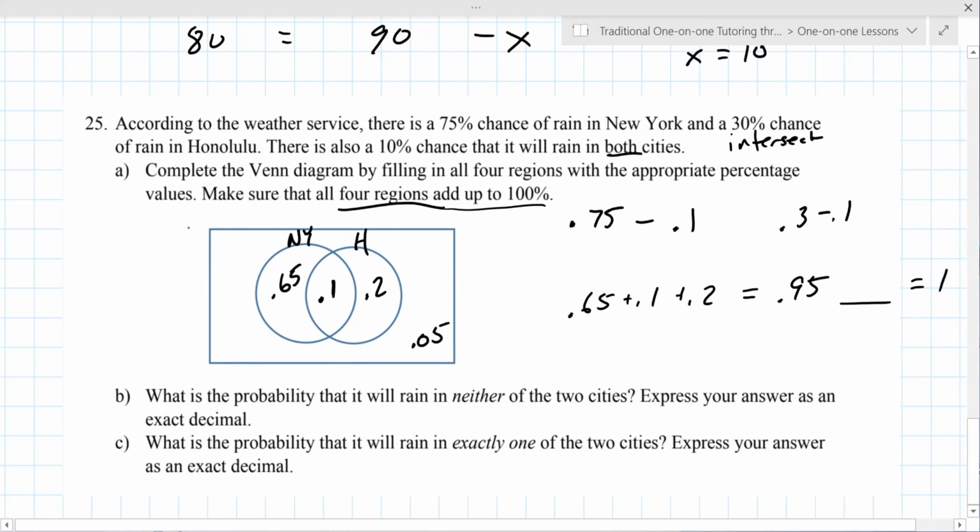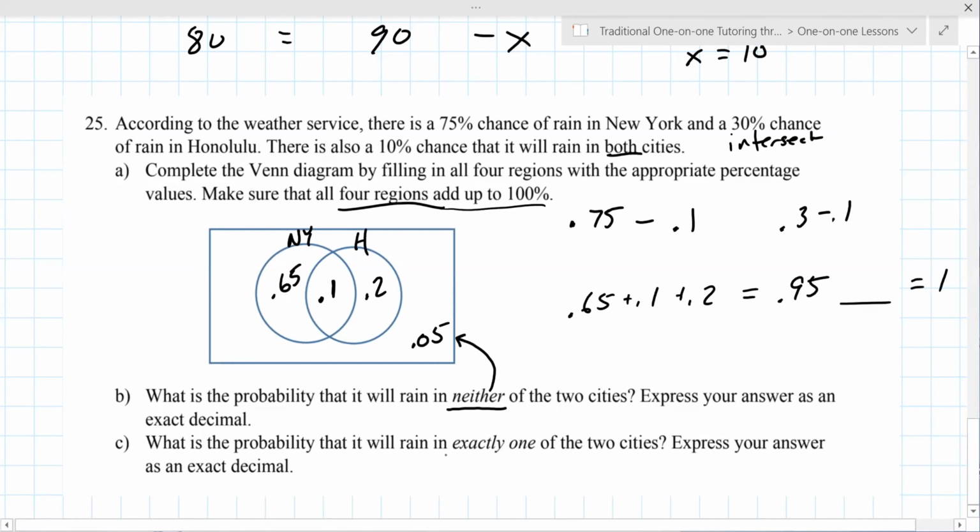You want to get all those numbers before you start answering questions, because more often than not, you're just going to be either getting a number or adding up a number. Okay. So neither is that number right there. It's the outside portion. Yes.